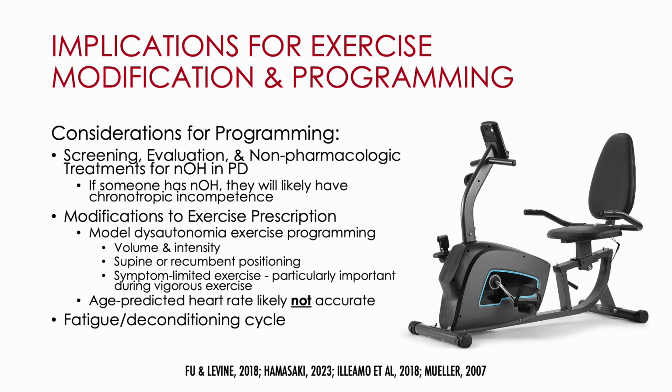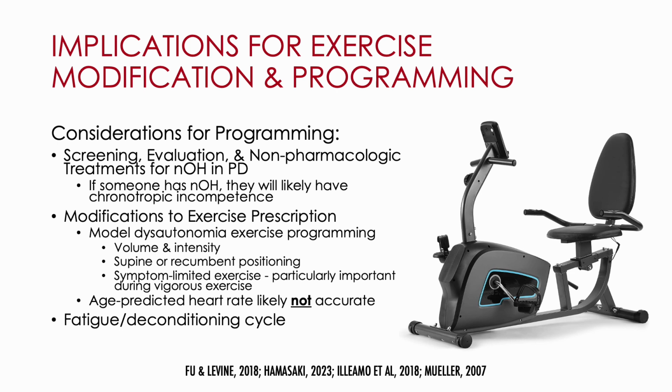If you are prescribing exercise in people with Parkinson's disease, identifying neurogenic orthostatic hypotension can provide insight as to whether their autonomic dysfunction will influence their heart rate response to exercise. And so screening and evaluation of neurogenic orthostatic hypotension is key. In those with significant autonomic dysfunction, a slow progression of exercises may be necessary and is best modeled by the dysautonomia protocols, such as the CHOP protocol for postural orthostatic tachycardia syndrome.